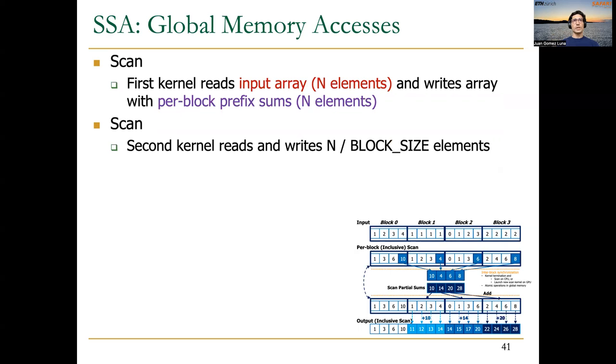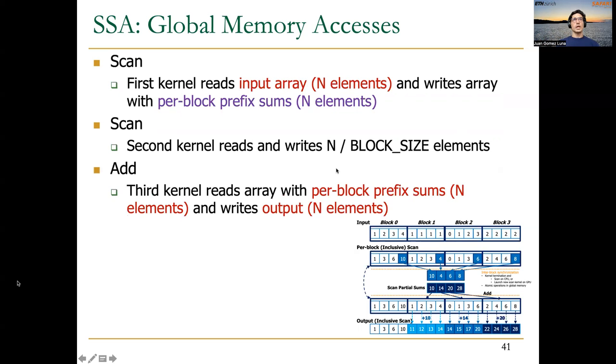In the second step, in the scan of partial results, we only need to read the partial reductions of each thread block. So we are reading and writing something much smaller. And in the last stage, we do the add operation, where we again need to read the entire intermediate array with n elements, the per-block prefix sums. We perform the addition operation, and finally, we write the n output elements that correspond to the final inclusive scan output. So in total, we have 4n elements that are read or written, with n being very large.